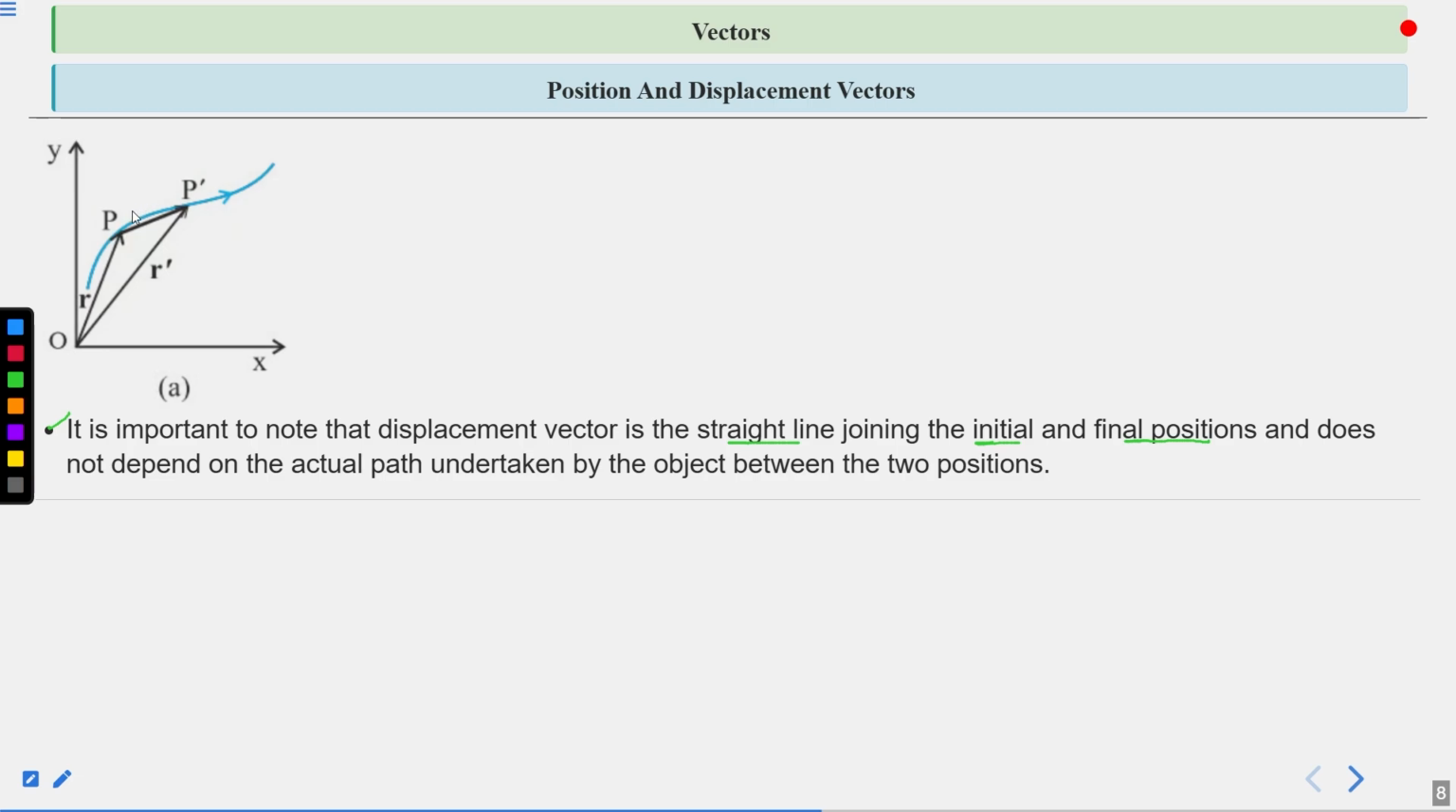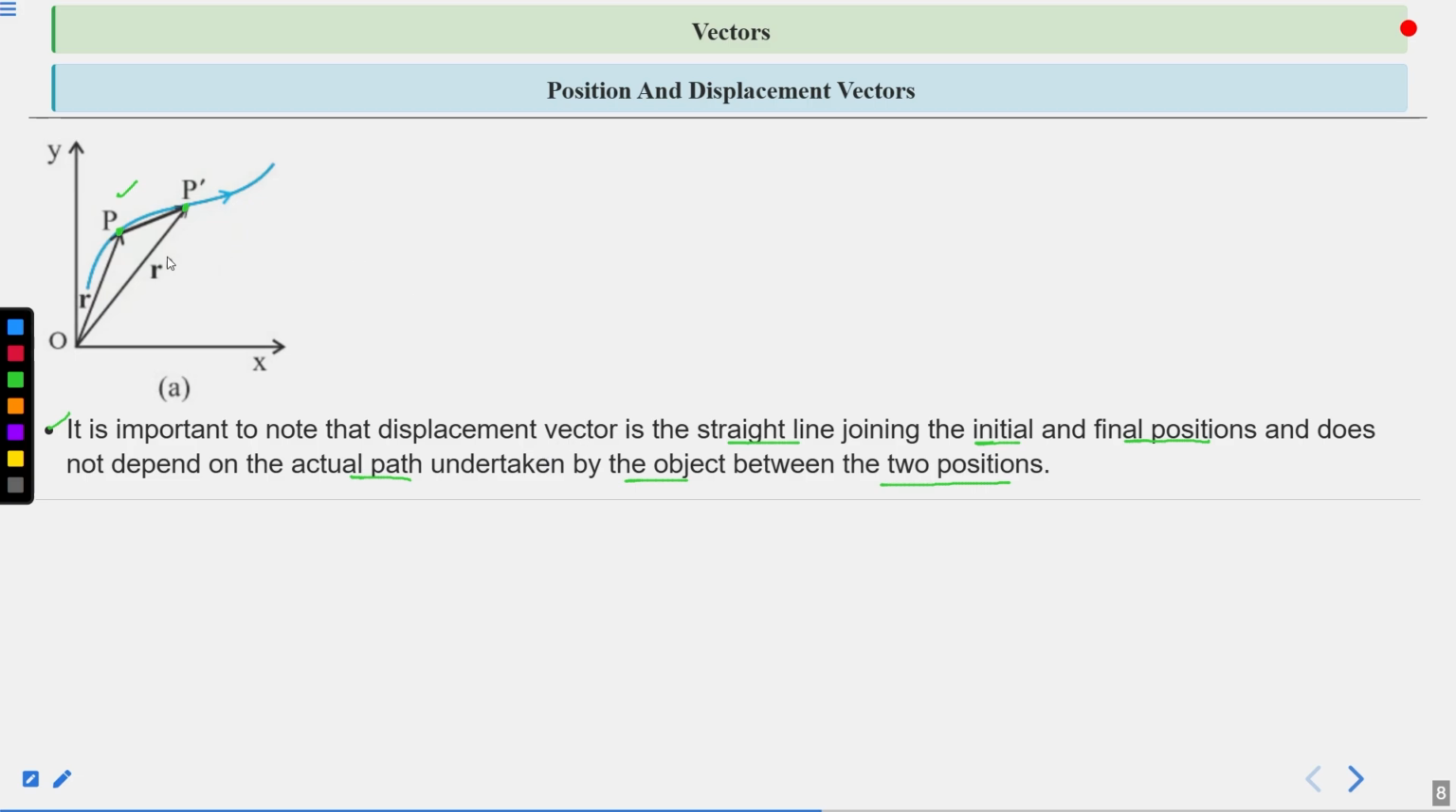So look at figure A. What is the initial position? The initial position is P, and the final position is P prime. Yes or no? So the displacement vector is the straight line joining the initial and final positions, and does not depend on the actual path undertaken by the object between these two positions. This point is very important. How?